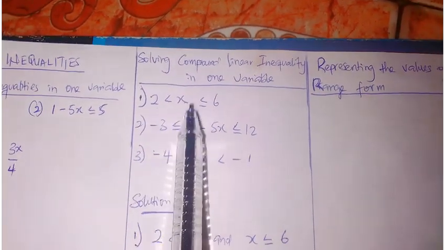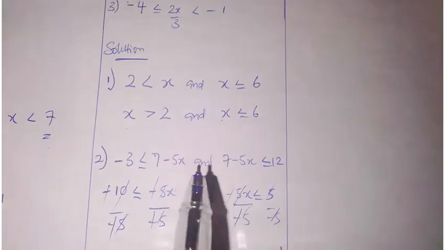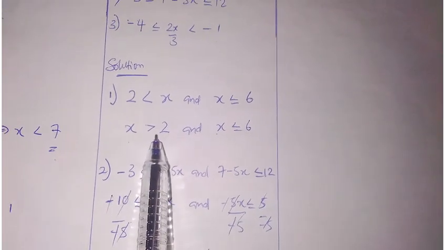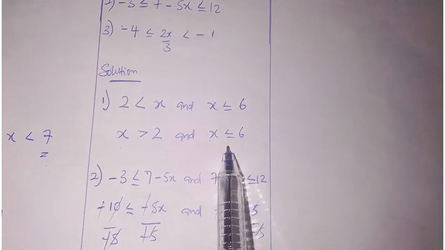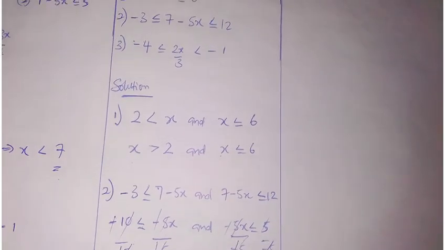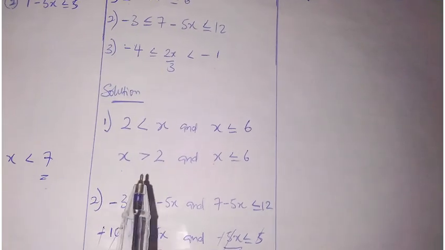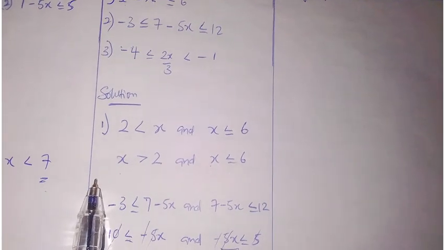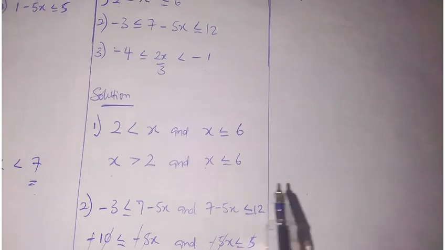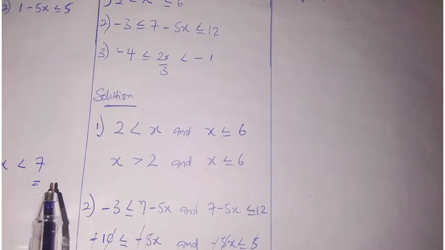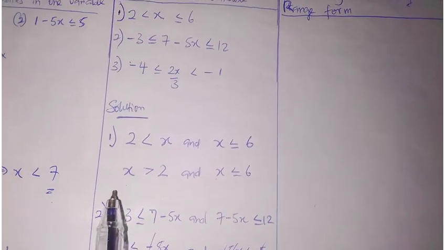For this first one, when we solved, what do we get? Our x is greater than 2, and our x is less than or equal to 6. Now, most times for range arrangement, the smaller value always stays by the left. The bigger value always stays by the right.